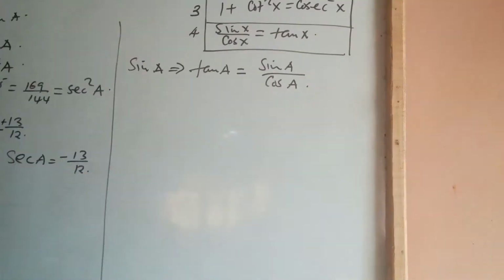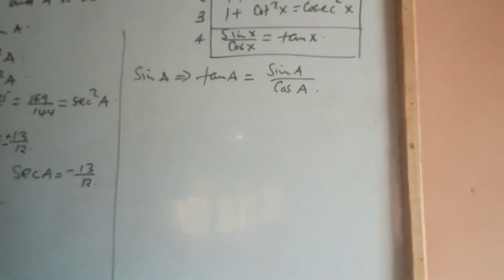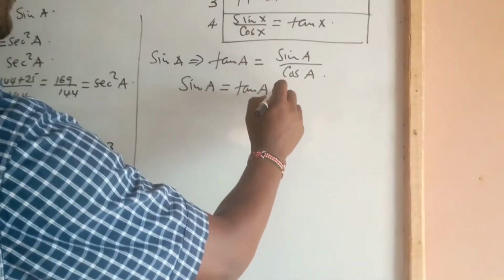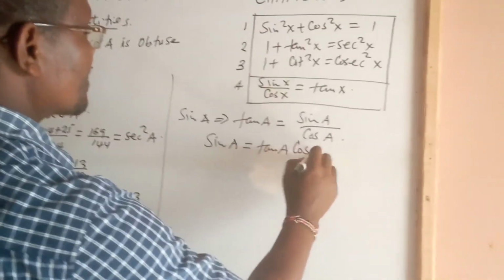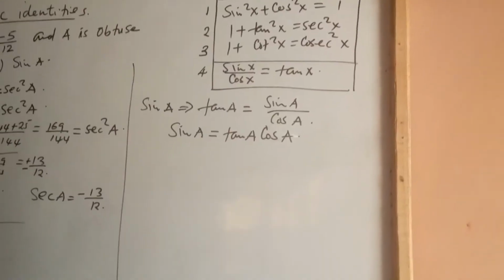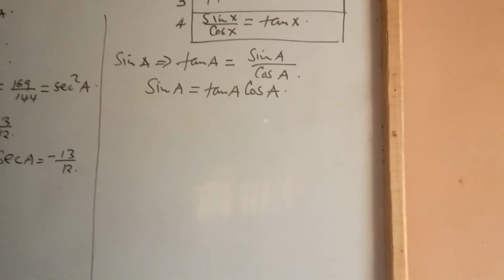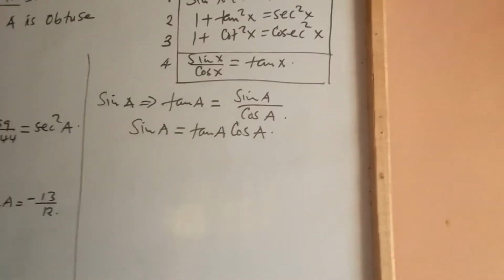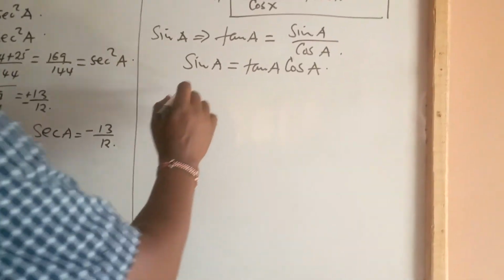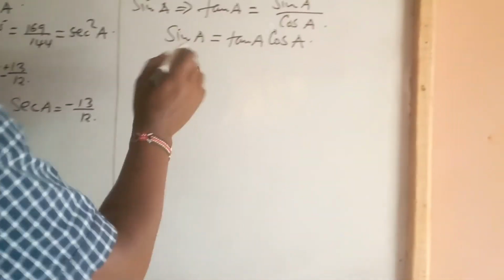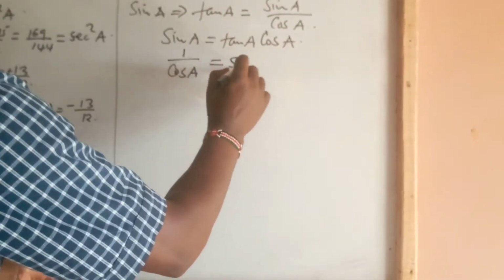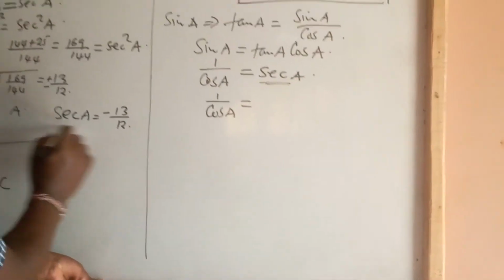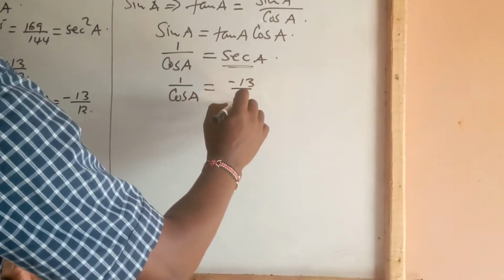And we need to make now the sine of A the subject of the formula, meaning that if you cross multiply both sides, the sine of A is going to be the tangent of A multiplied by the cosine of A. It is the cosine of A that we really don't know. But basically, if we don't know the cosine of A, but we know the sec of A, from 1 over cosine of A, it should give us the sec of A. That means 1 over the cosine of A should give us the sec of A, which we got to be minus 13 out of 12.